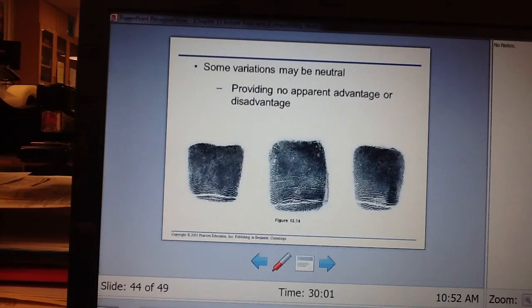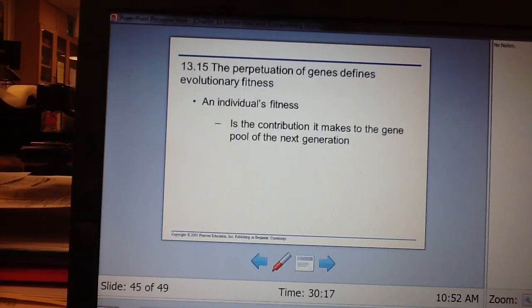Some variations just don't matter. They don't provide any sort of success. One of them is fingerprints. There's no apparent advantage or disadvantage based on what kind of fingerprints you have. It's not used for sexual selection. Like partners don't go up to each other and say, let me see your fingerprint before I make babies with you. That's not going to happen.